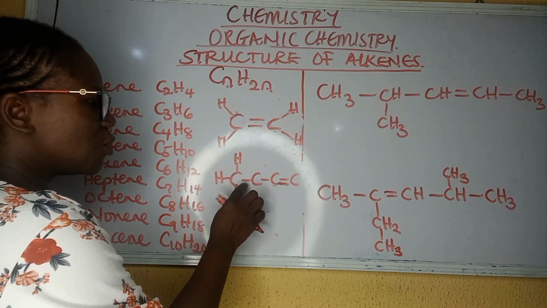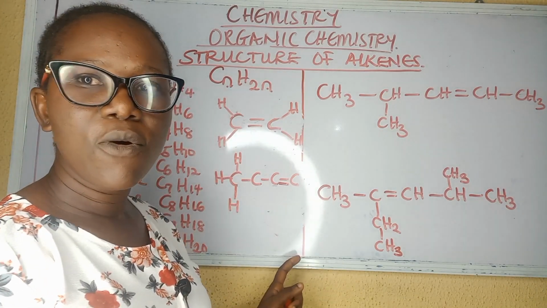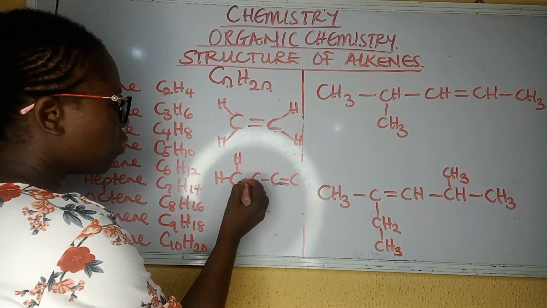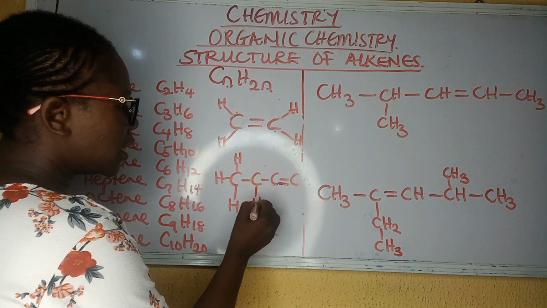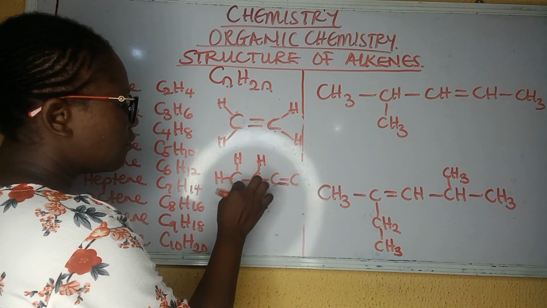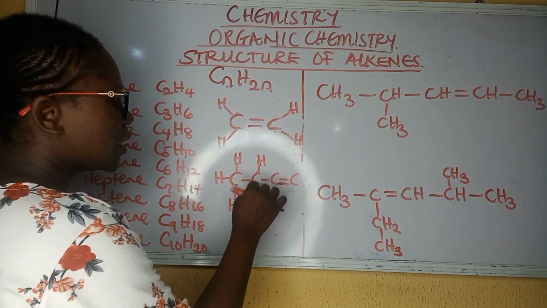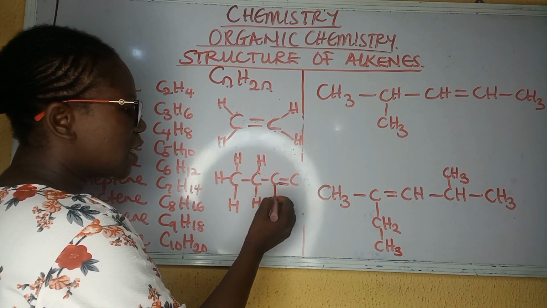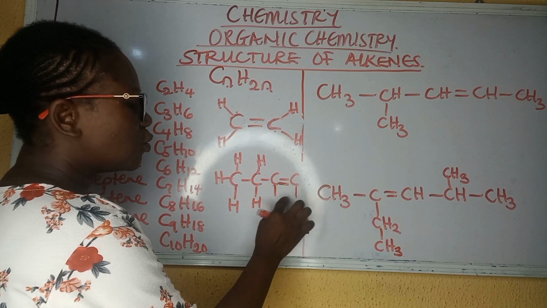So on the edge here where there is no double bond, you still have your 4 bonds complete. The same thing here: 1, 2, 3, 4. So each carbon is surrounded by hydrogen. Then here and here, that is where the problem lies.